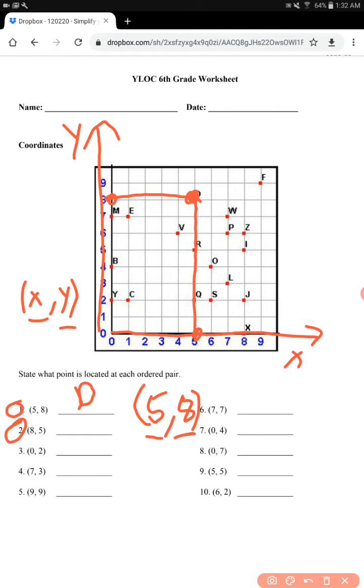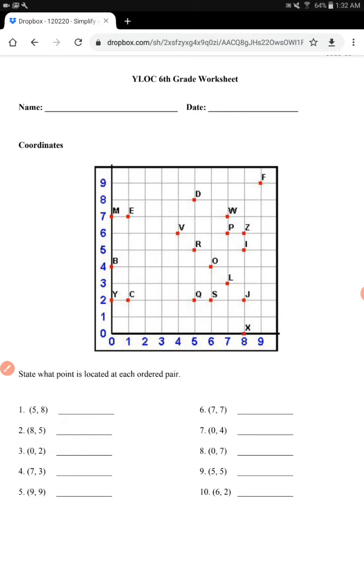Let's do number 2. (8, 5). You just go 8, then 5, so right here. That's I. Pretty simple, right?